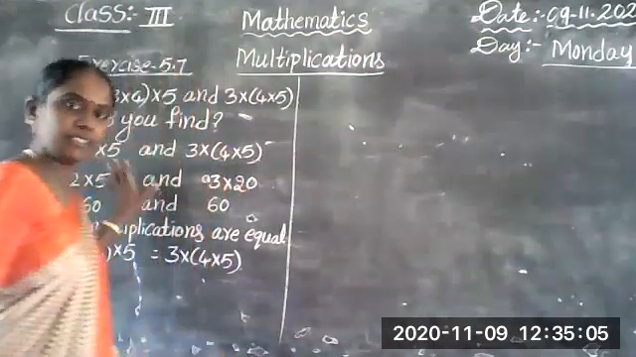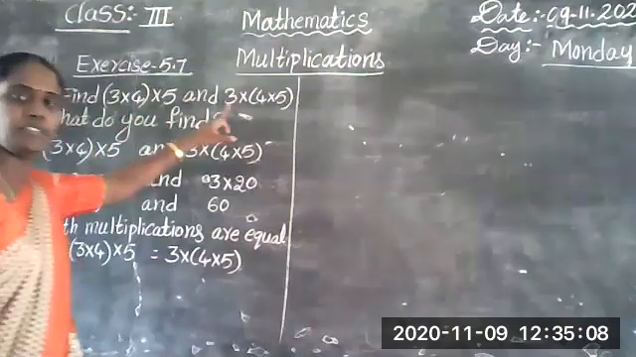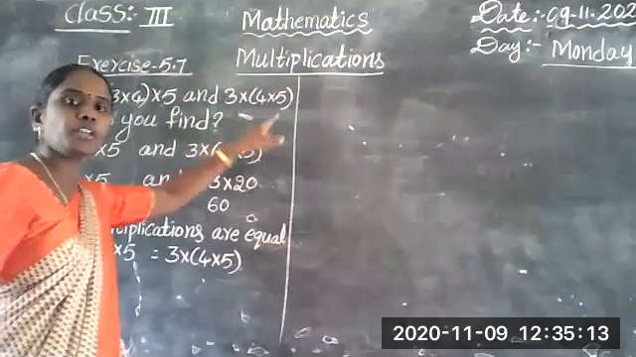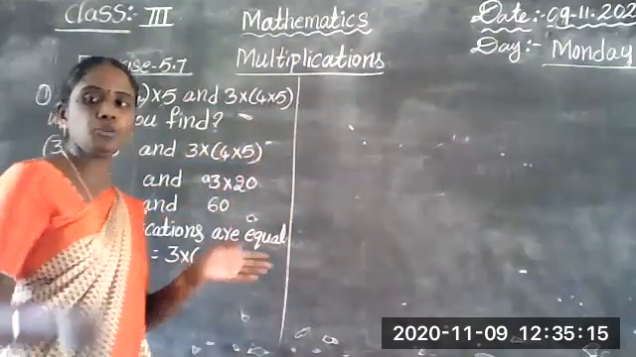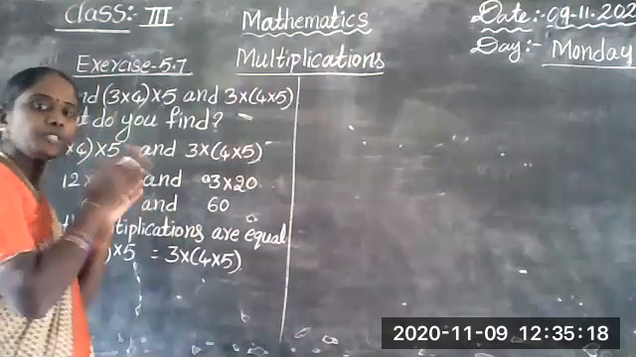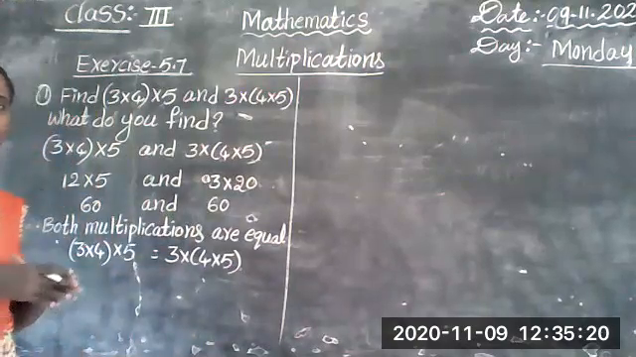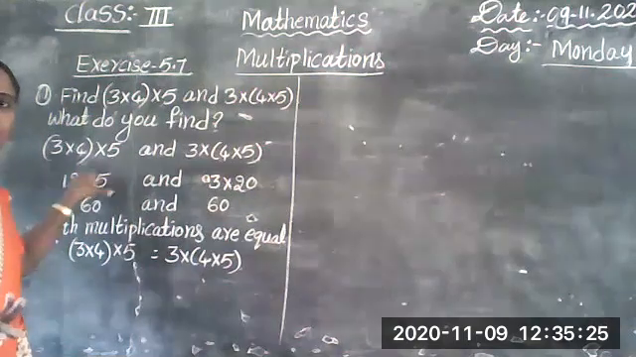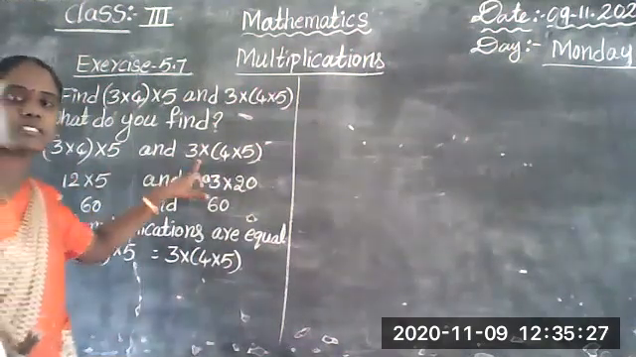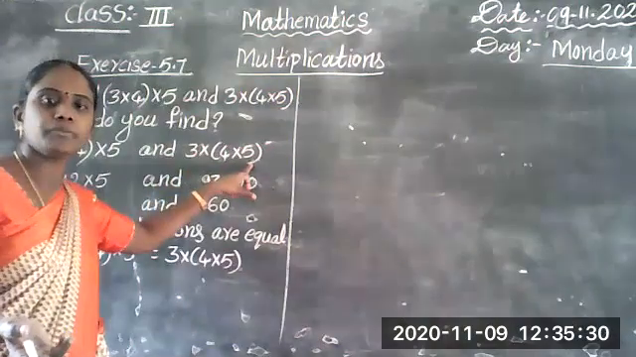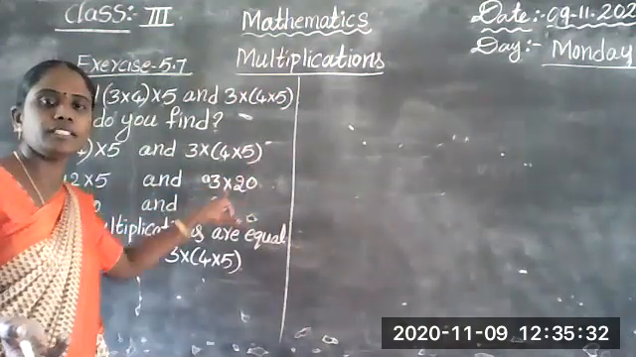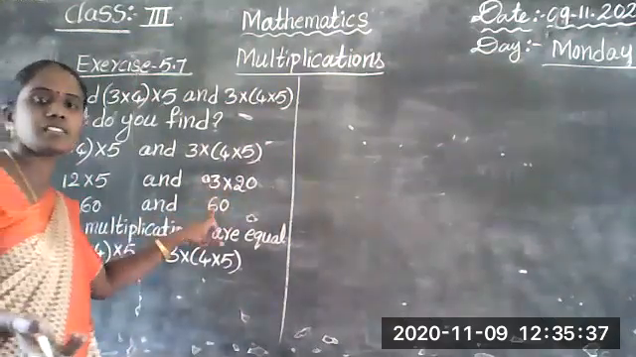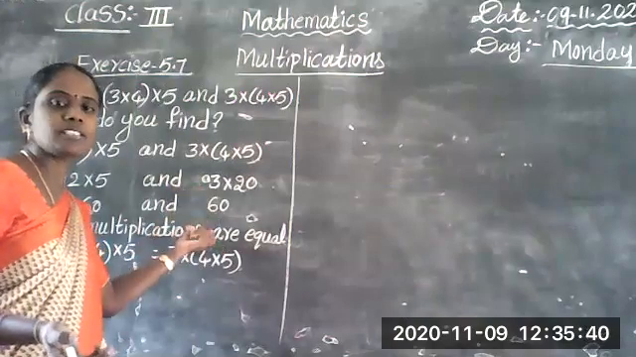Okay, once again I am explaining. Listen, children. Two problems are given: (3 × 4) × 5, one problem, and next 3 × (4 × 5), one more problem. Both problems you have to do. First problem, 3 fours are 12, 12 × 5. Next, 4 fives are 20, 3 × 20. 12 fives are 60, 3 twenties are also 60. Both multiplications are equal.